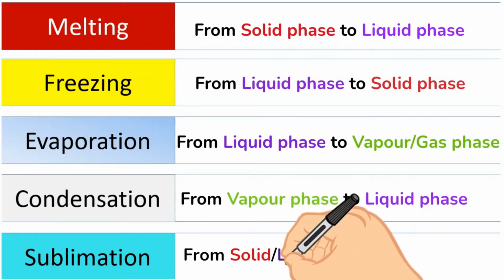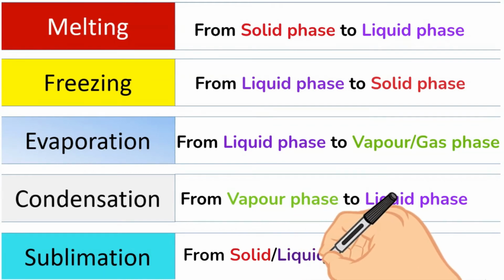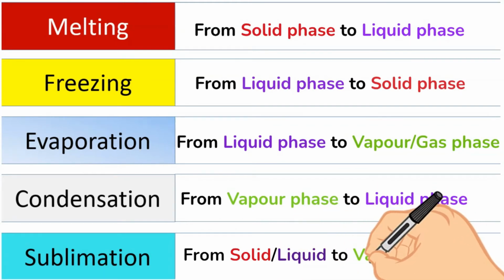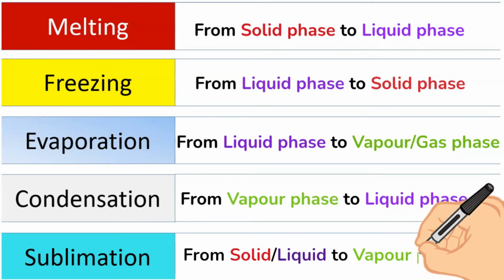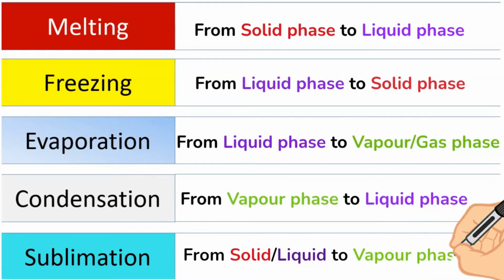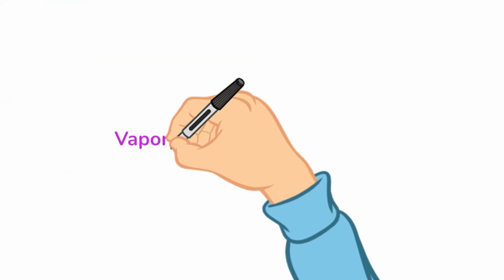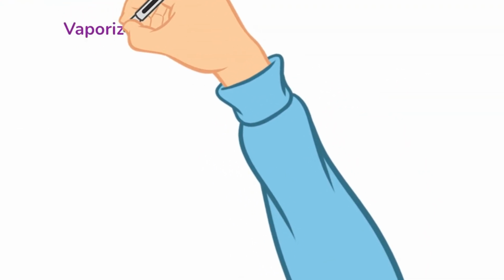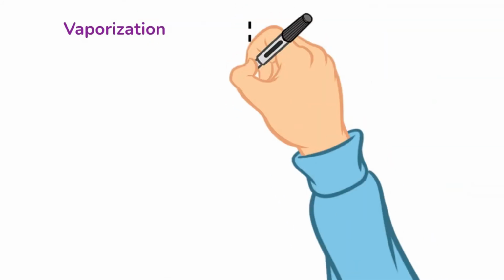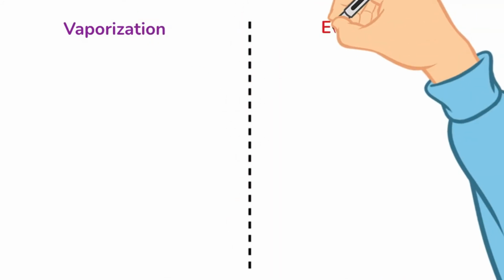Sublimation. The transition of a solid phase to a gaseous phase without passing through the intermediate liquid phase is known as sublimation. There are two terms, vaporization and evaporation, which are used interchangeably in physics. Let us understand the difference between vaporization and evaporation.